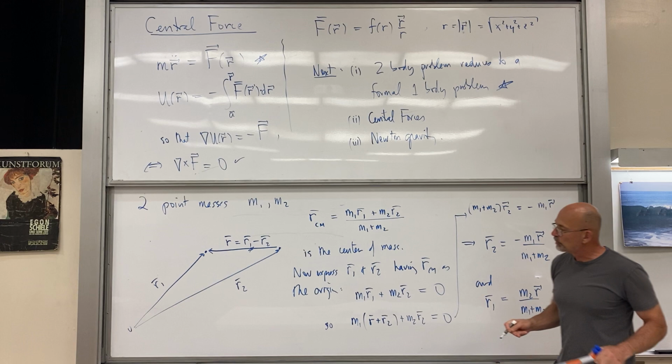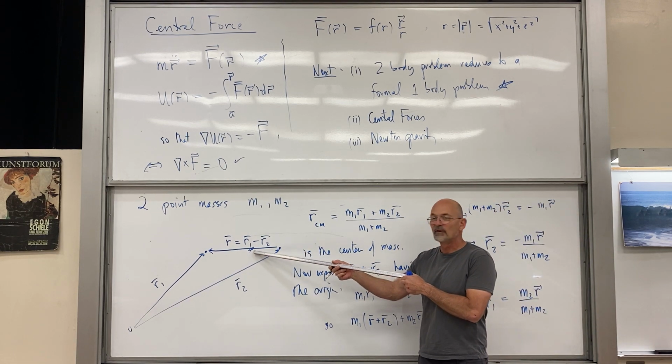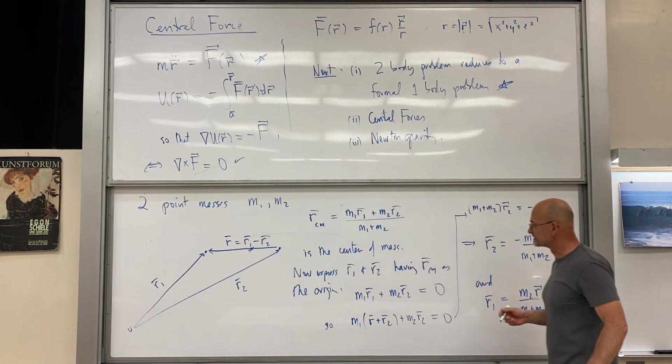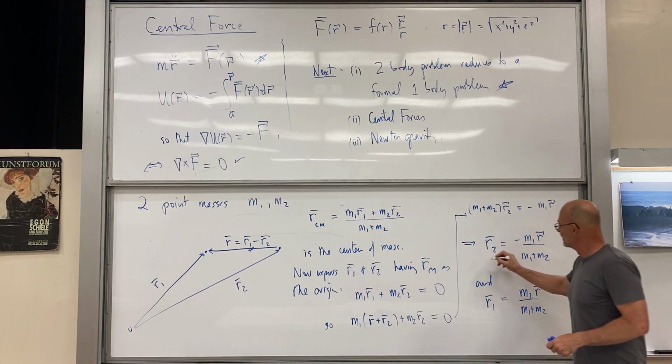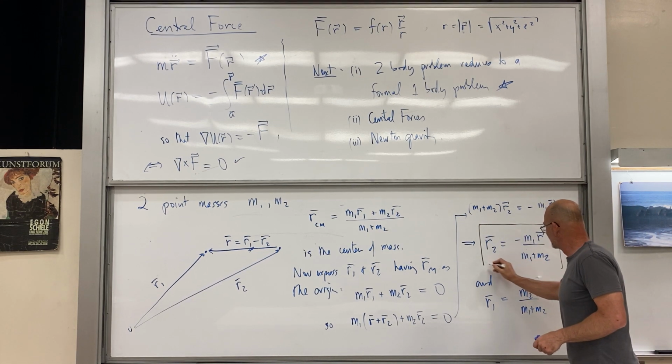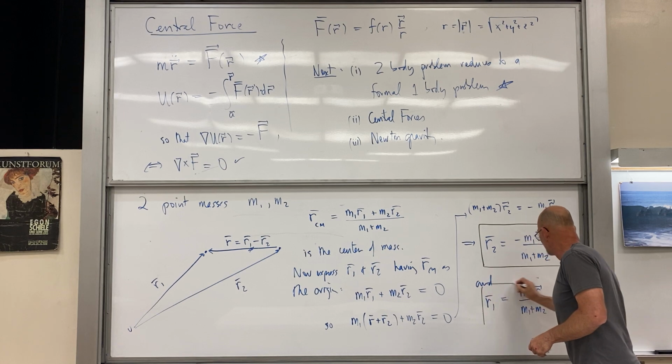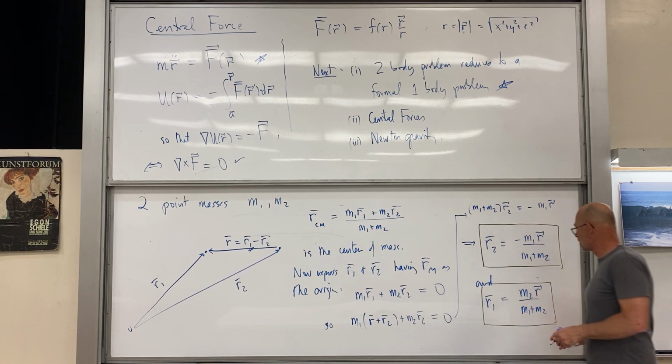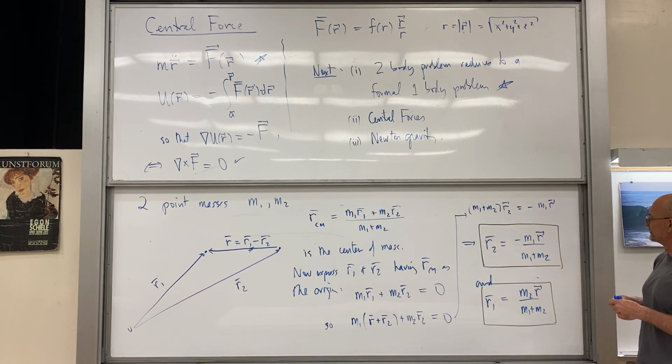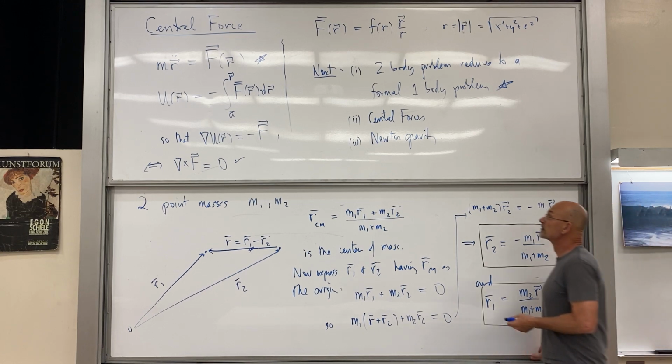Still the same 2 points in space, we've just taken the center of mass as our origin. We'll go ahead and put a box around these. You can always derive these with no problem. Good.